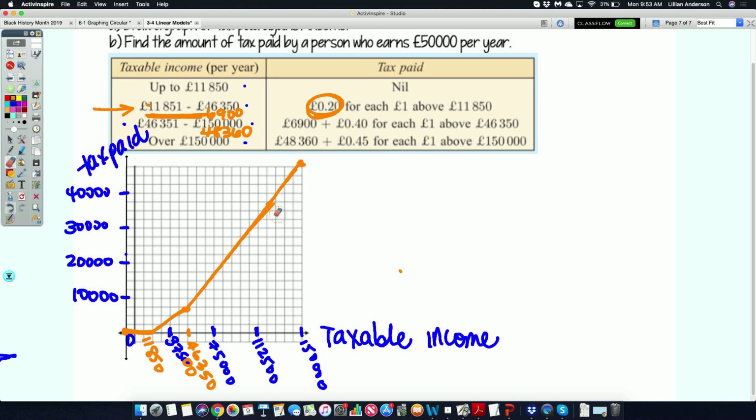And what happens after that? It doesn't stop. Everything over that you have to pay. So you narrow, because it's still increasing, but it's not increasing like how it is for that one, because it's 40 cents for each. It is 45 cents. So this right here is our piecewise linear model to represent the taxes paid by someone in the UK in 2018.